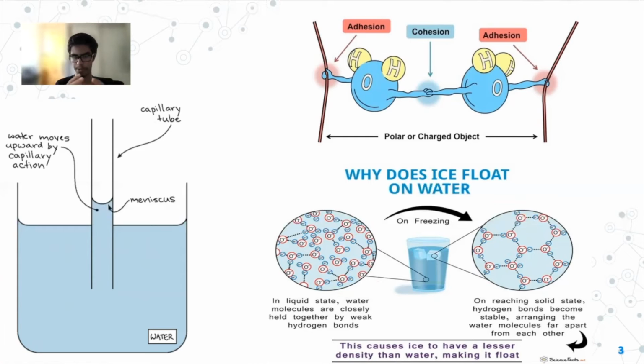The molecules are spread out. And that's why water becomes less dense in its solid state as ice. And hence ice floats, because if it's less dense than water, it gives its property of floating. But what's the significance of ice floating?